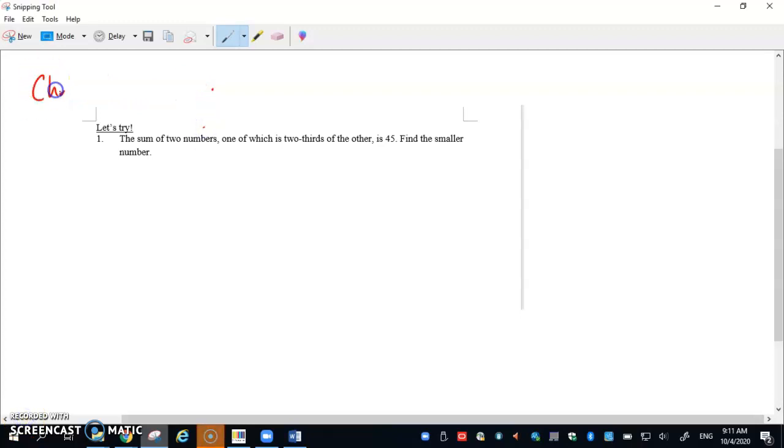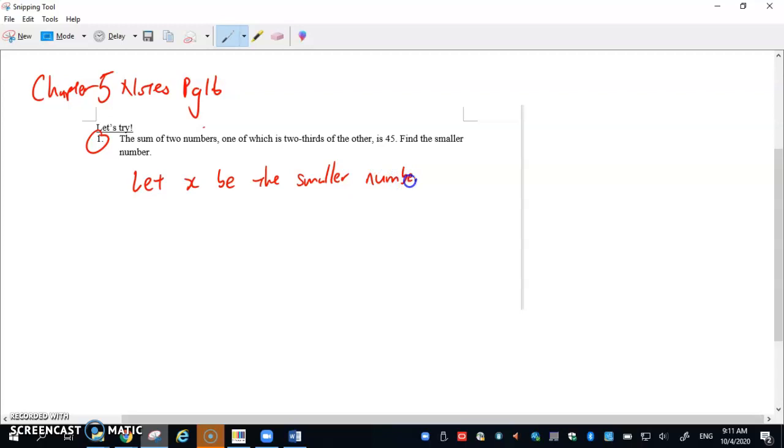Okay gentlemen, now we're at chapter 5, notes, and page 16. Okay, we'll look at question 1. The sum of two numbers, one of which is 2/3 of the other, is 45. Find the smaller number. So the first part to do is to let x be the smaller number and let y be the larger number.